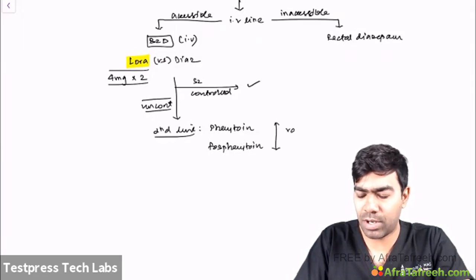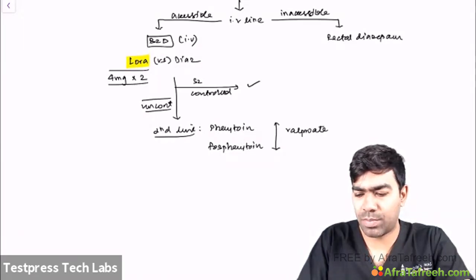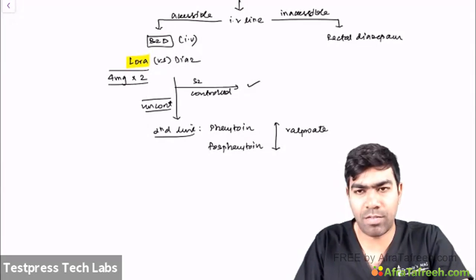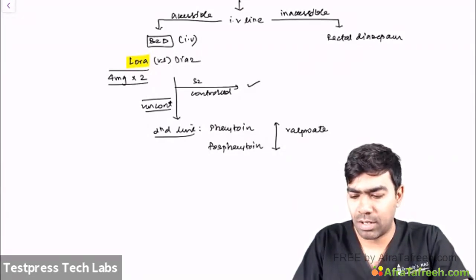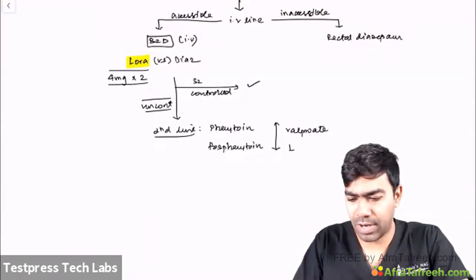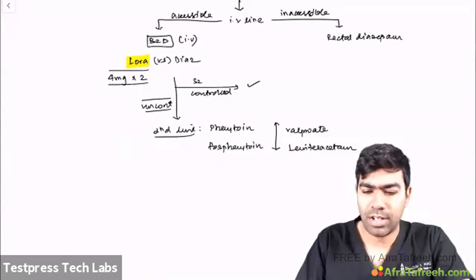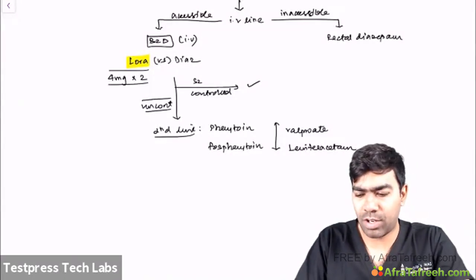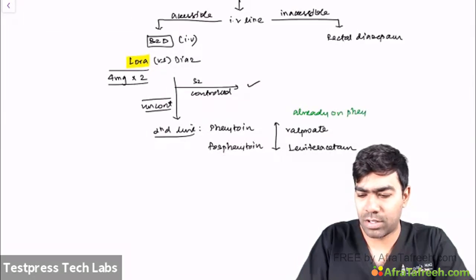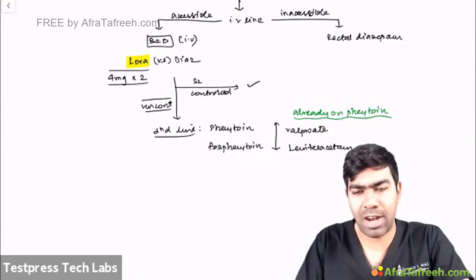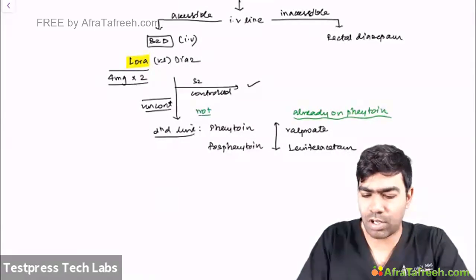You have IV valproate, but you have to give a higher dose because of significant albumin binding of valproate, or you can give levetiracetam as well, which is also available IV very commonly. So remember, if the patient is already on phenytoin, then you can use these drugs like valproate and levetiracetam. If the patient is not taking phenytoin, then you can probably use these drugs.